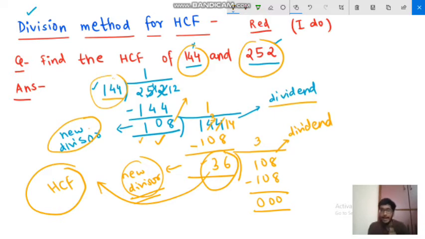So this 108 is the dividend now. When I divide this, 36 times 3 is 108, I get 0 as remainder. So this 36 will become my HCF. So HCF is 36. That is, it is the highest common factor which is going to divide both these numbers. We'll do more questions. It will come with practice.